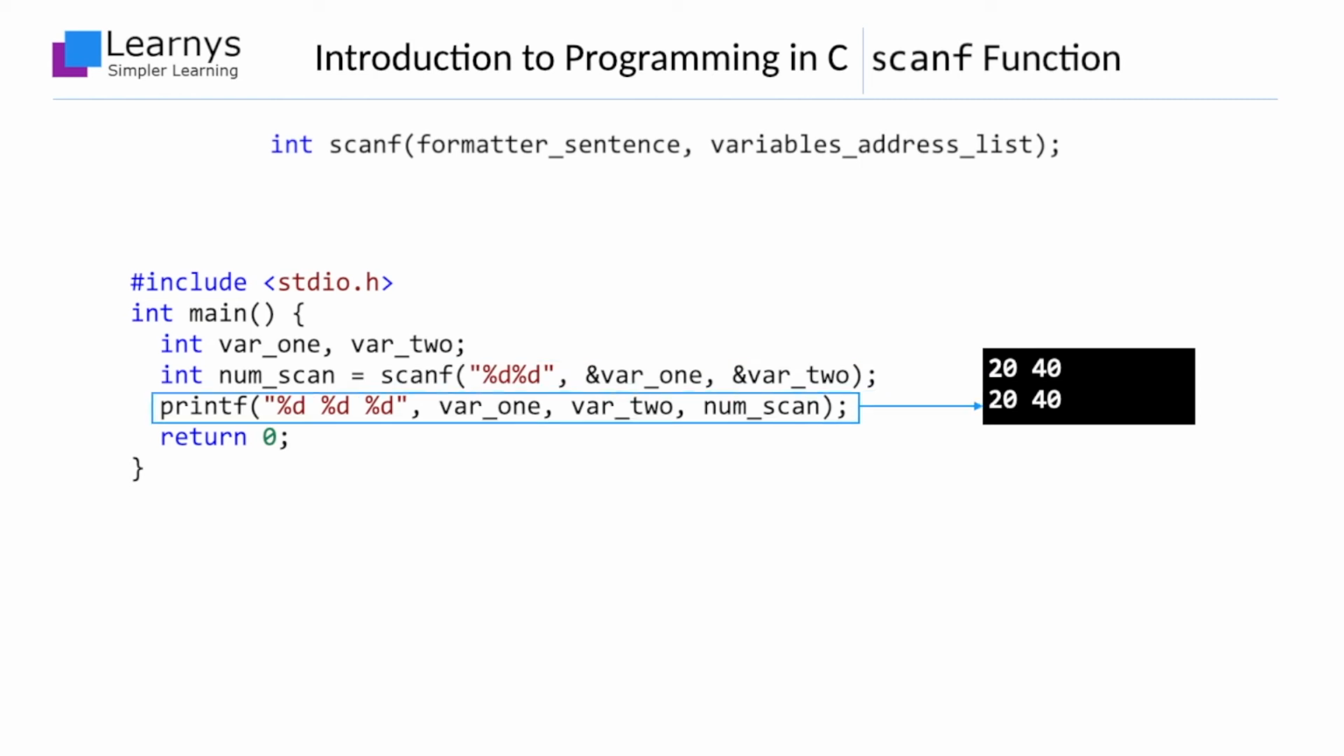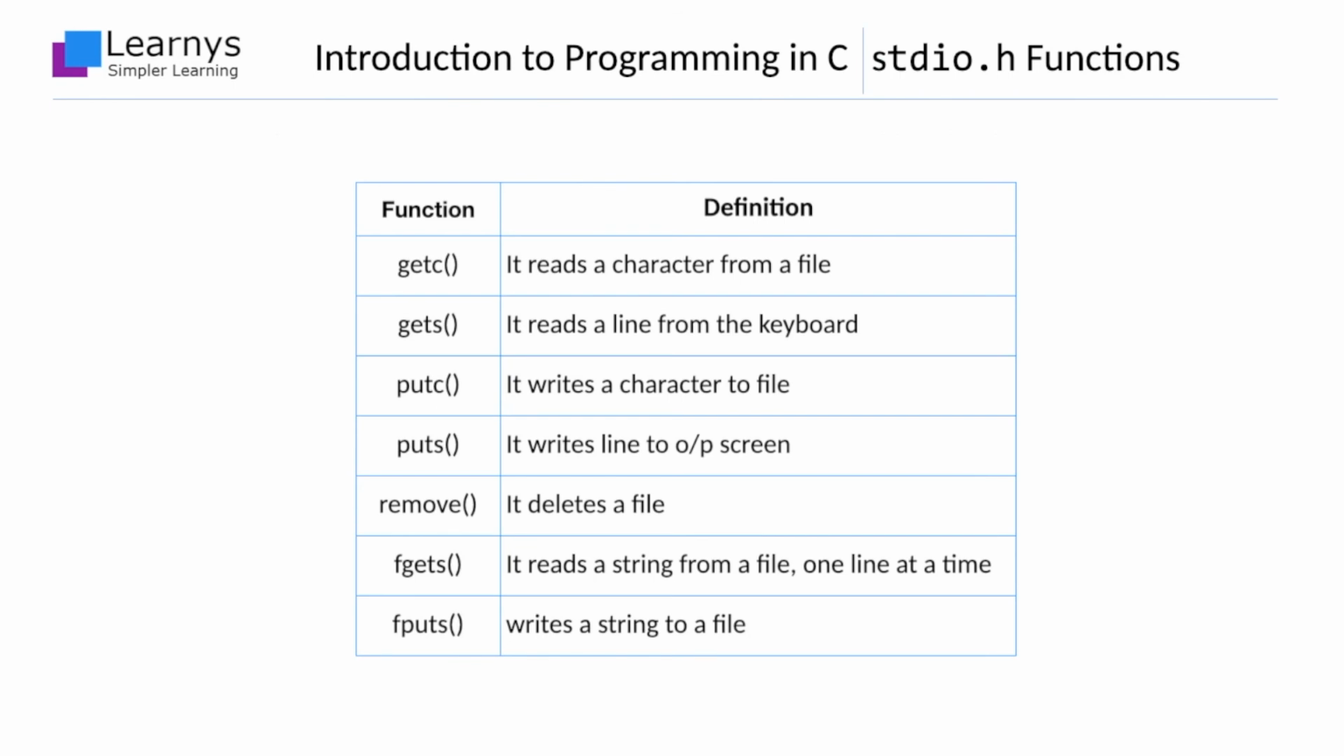The second line prints the content of var1, var2 and numScan. You should see 20, 40 and 2 getting printed on the screen, assuming that user has entered 20 and 40. We have just seen the two most frequently used built-in functions found in the stdio.h header file. Let us have a quick look at a few other relevant functions from the same header file.